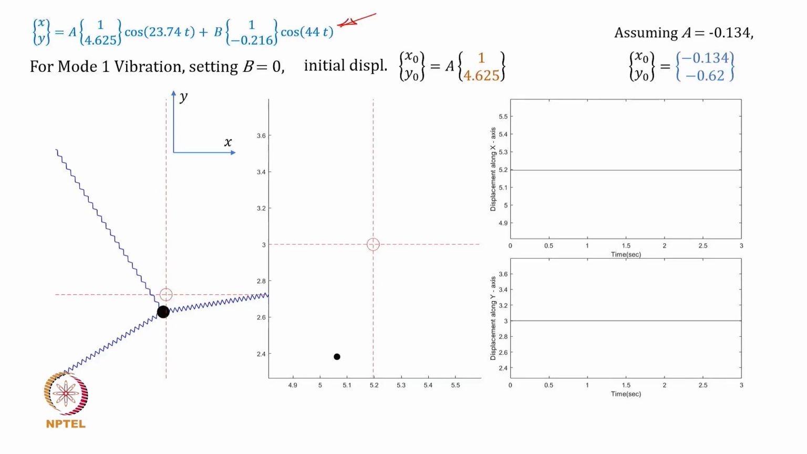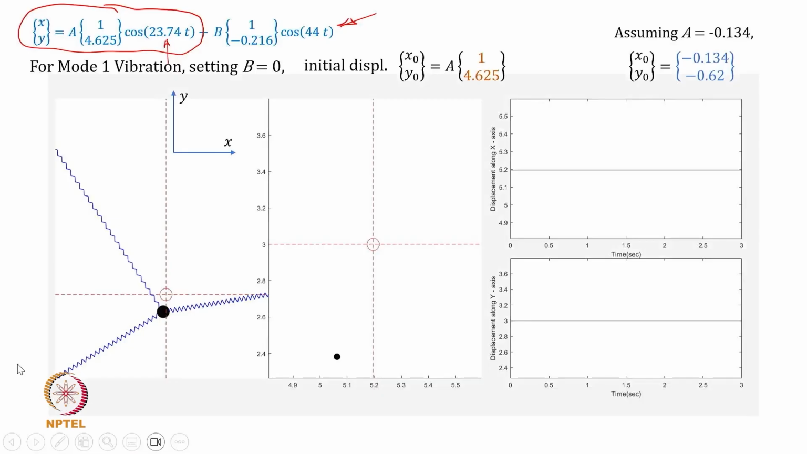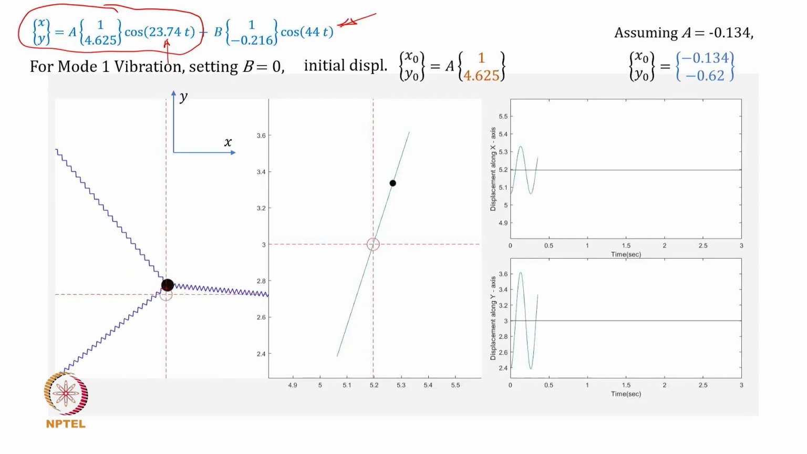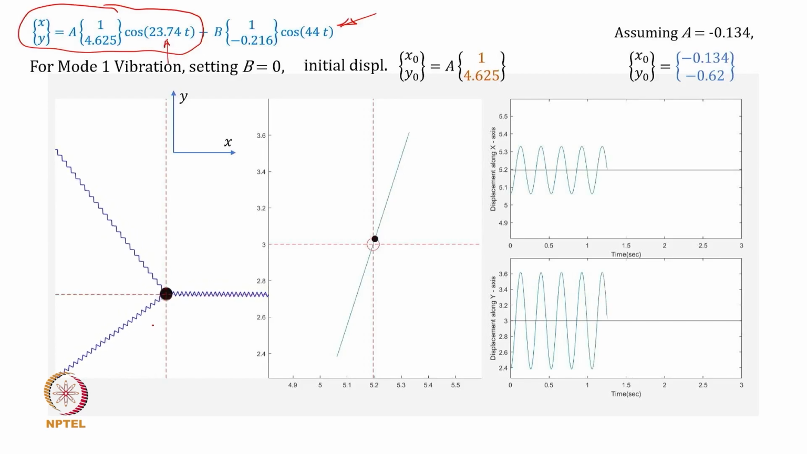You may notice that since b is equal to 0, it is all going to execute based on this expression, which actually means that it has to vibrate at only one frequency. So the vibration is going to be harmonic with frequency of 23.74. Okay, this is how the animation would look and go. So this is how the mass moves in the xy plane, and you can see on the left hand side this mass is going to execute vibratory motion about its mean equilibrium point.